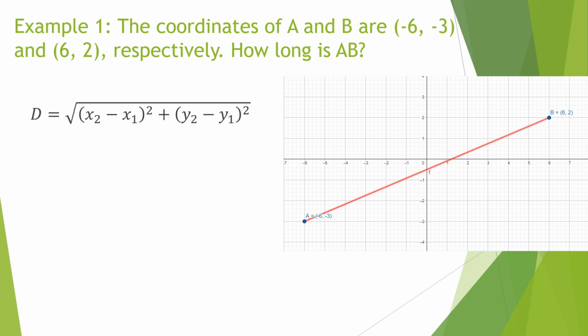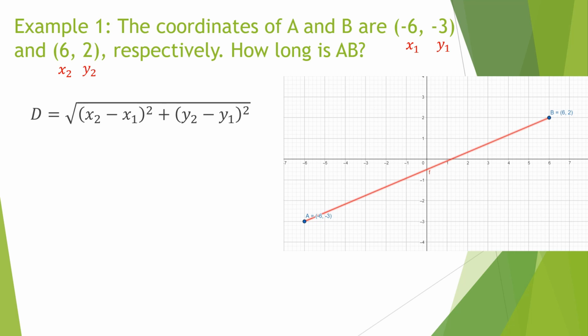So using the distance formula, the distance is the square root of the quantity x sub 2 minus x sub 1 squared plus y sub 2 minus y sub 1 squared. Before applying the formula, let's first assign which one is x sub 1, x sub 2, y sub 1 and y sub 2. So this is my x sub 1, which is negative 6. It is always together with the y sub 1. So that means 6 and 2 are my x sub 2 and y sub 2 respectively.